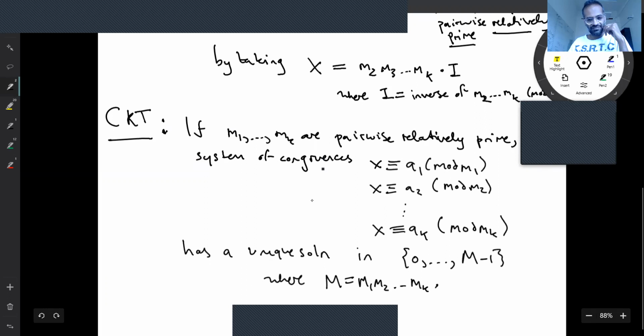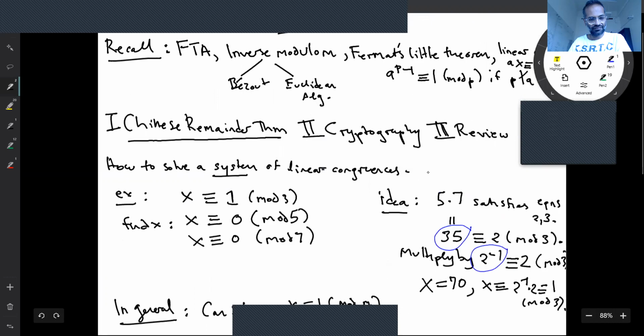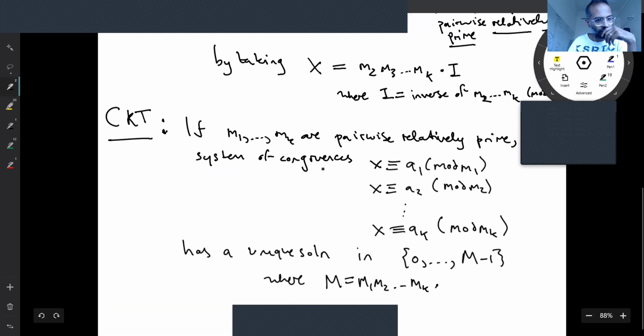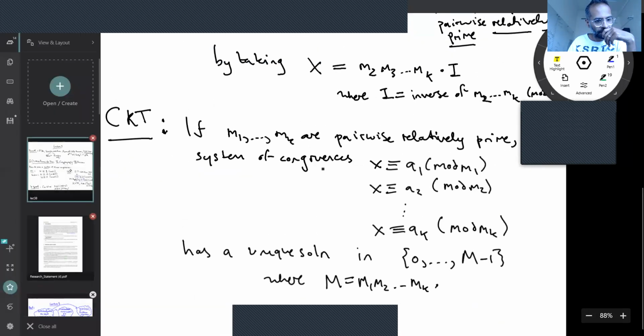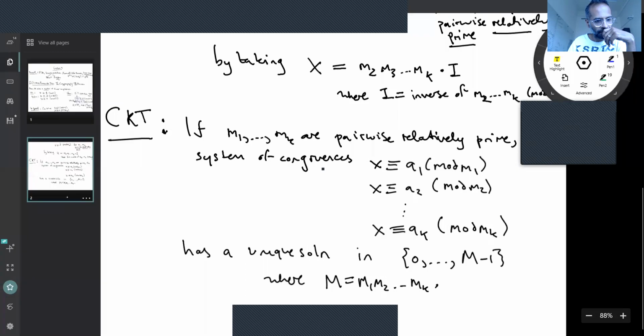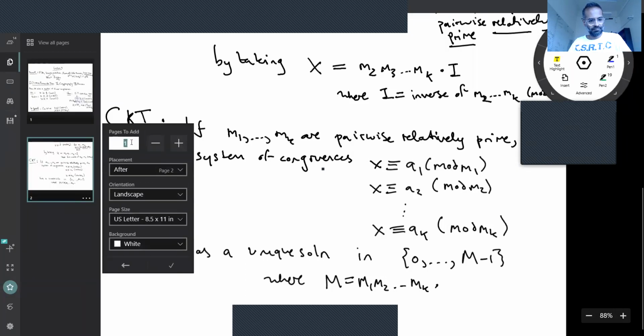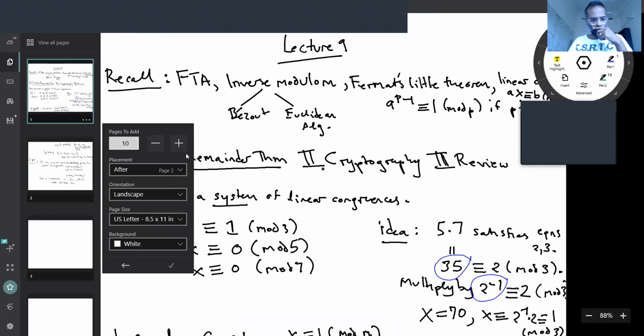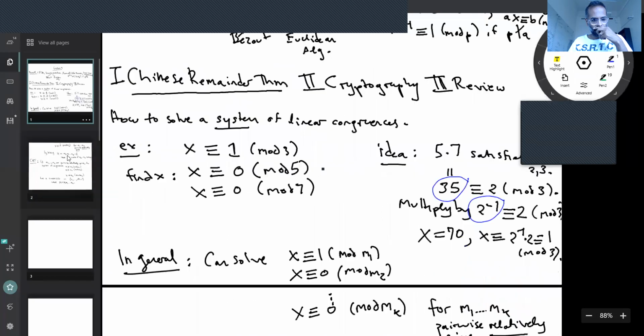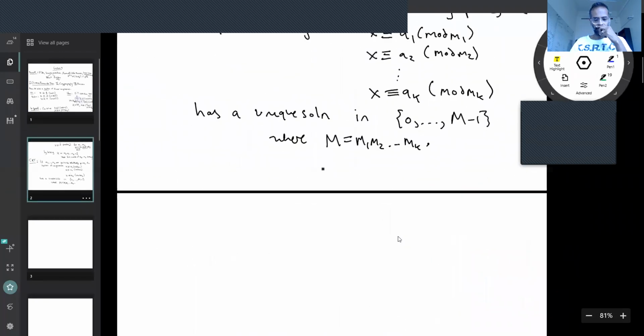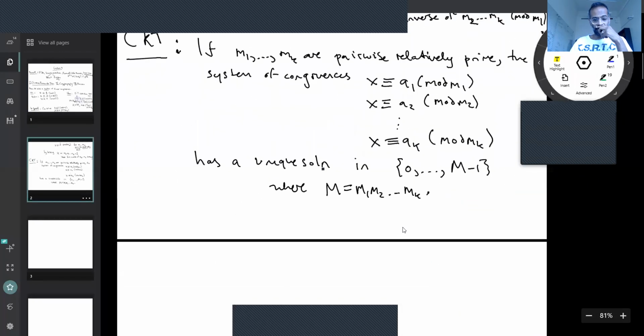And the proof is pretty close to what we just did, actually. Wait, what? I've run out of paper. Okay, let me add some more. Okay, so let's see the proof.